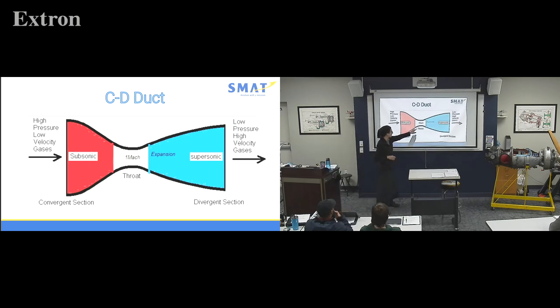this is where it's going from subsonic to supersonic. So that's when pressure and velocity act the opposite of what they would in subsonic. So this is where that change from subsonic to supersonic air happens. Right, velocity is changing.